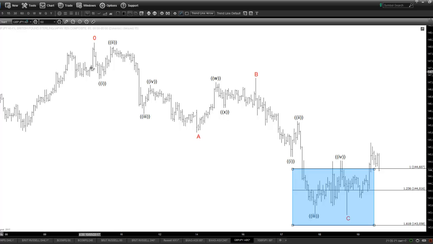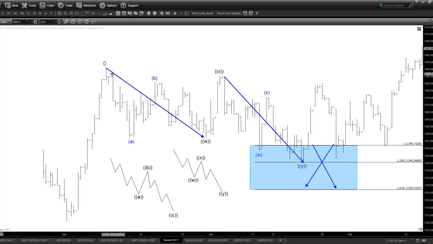Now how about the subdivision? We can see 1, 2, 3, 4, 5, and then the subdivision of the C also is 1, 2, 3, 4, 5, right? So in this case, you can label this as an ABC, not a WXY, because it's clearly 5 waves here, 5 waves there. Not so with the Russell earlier. This is clearly not 5 waves. This is 1, 2, 3, and this is also 1, 2, 3.